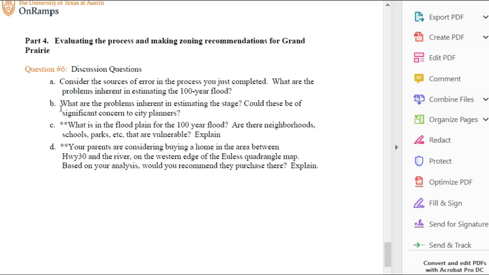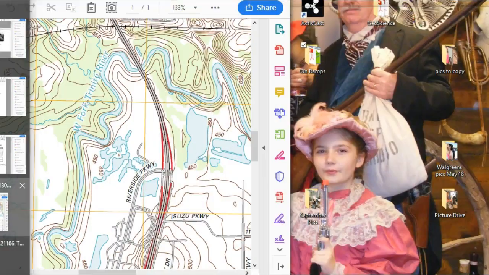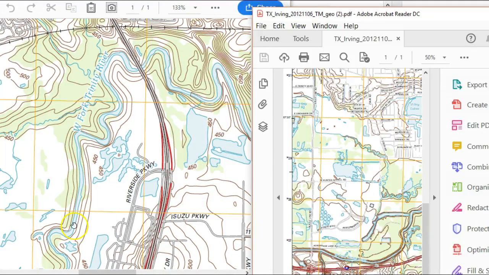Because the topo maps are a little bit hard to see though, I'm going to help you with C and D. C says, what is in the floodplain for 100 years? Are there neighborhoods, schools, parks that are vulnerable? Explain. All right, so again, let's take a look at the actual topo maps, and I'm going to look at them side by side. So I have this one, and then side by side, I'm going to put the Irving one.